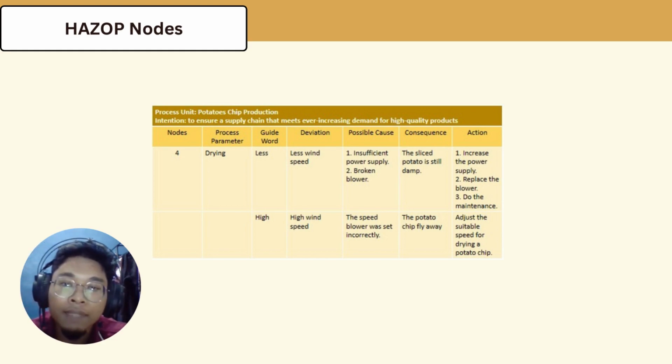For the more deviation, it is high wind speed. The possible cause is the blower speed was set incorrectly, which caused the potato chips to fly away. The action that needs to be taken is to adjust to a suitable speed for drying the potato chips.